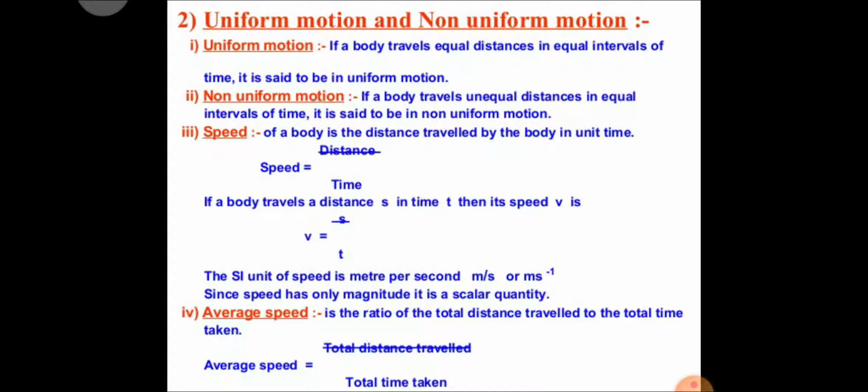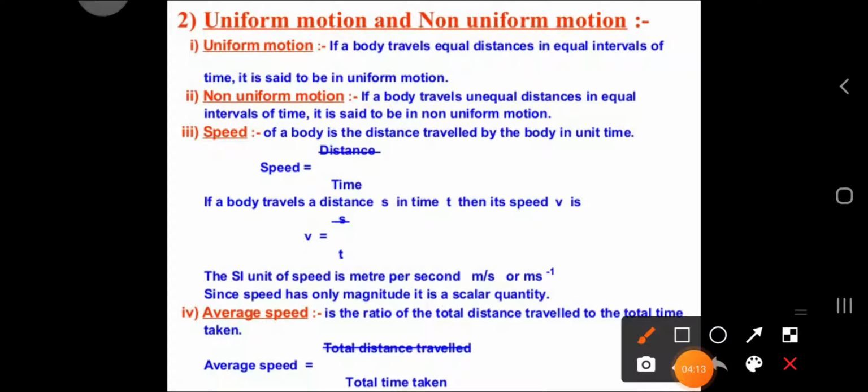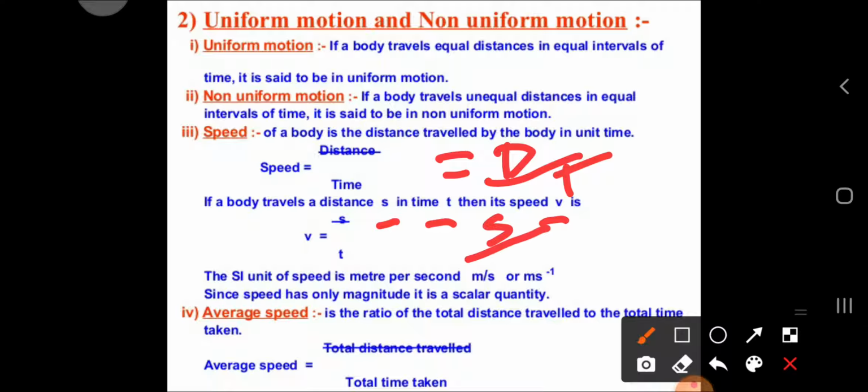Speed of a body is the distance traveled by the body in unit time. Speed equals distance upon time. If a body travels a distance s in time t, then its speed v equals s upon t. The SI unit of speed is meter per second, because we know the unit of distance is meter and time is second. So here the speed unit will be meter per second. Speed has only magnitude, that's why it is called a scalar quantity.